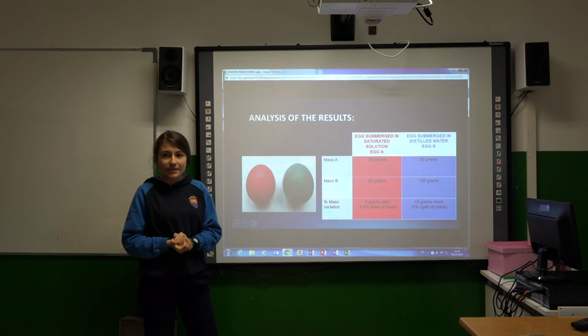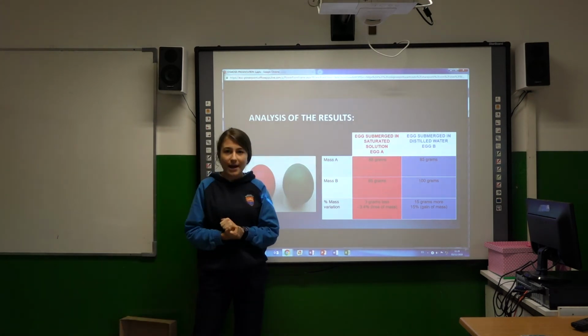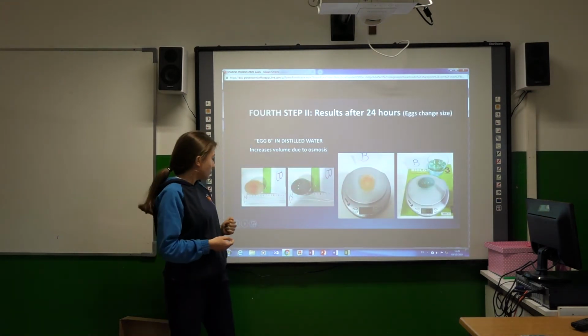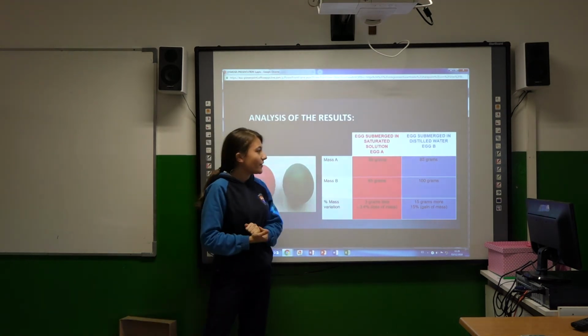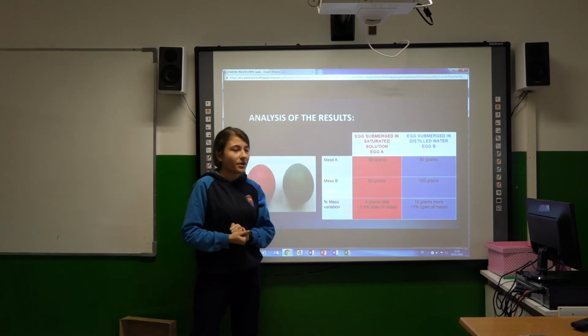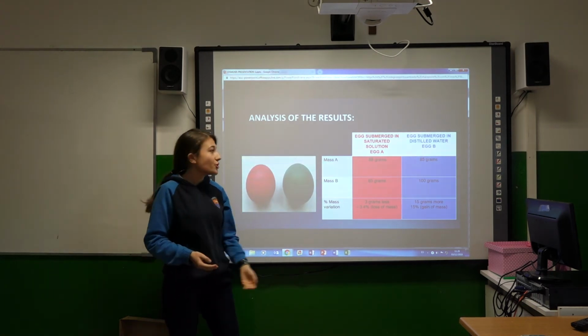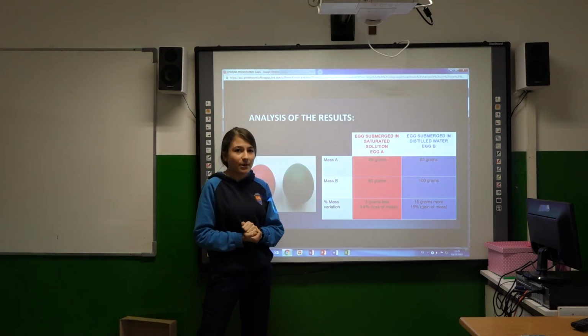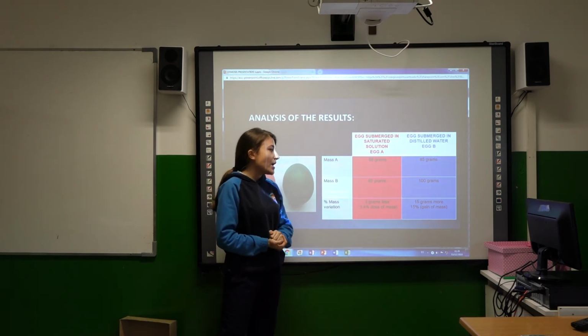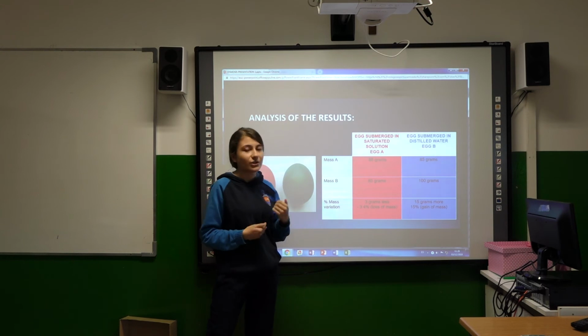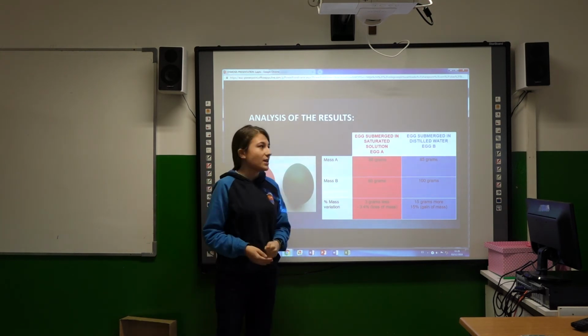Let's analyze the results. As you can see, here I have a data table with the different colors. Here is the egg submerged in the saturated salt solution. In the beginning of the experiment it was 88 grams and finally it was 85 grams, and the mass variation, as you can see, is 3 grams less.